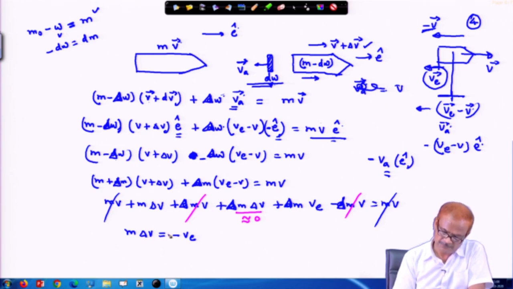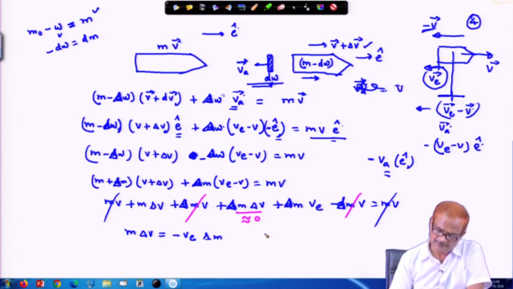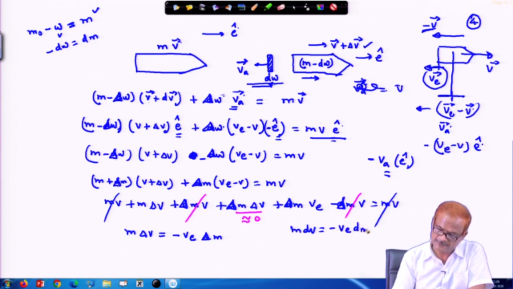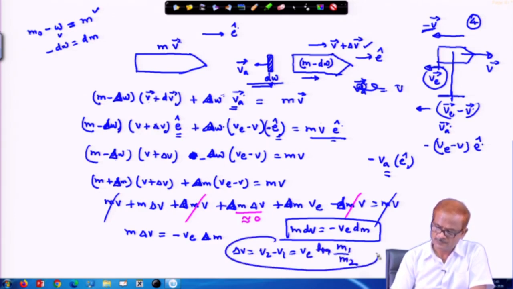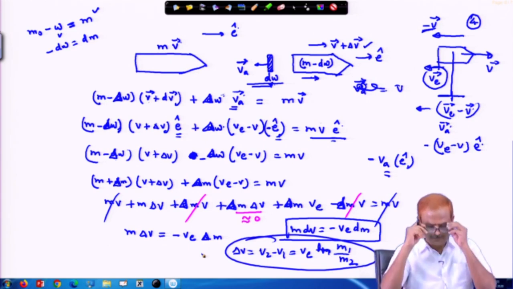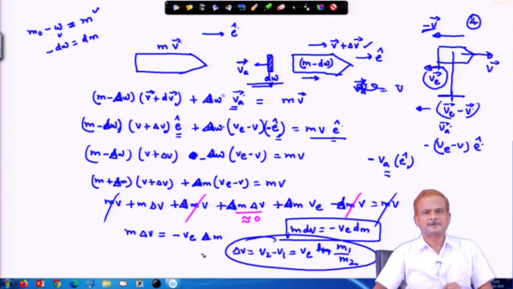So, V times delta m, and if you write the same thing once delta t tends to 0, we can write m dv equal to minus V times dm, and this is the equation which leads you to delta v, v2 minus v1, equal to V times ln m1 by m2. So, this is the thrusting equation. We stop here, and in the next lecture we will continue.